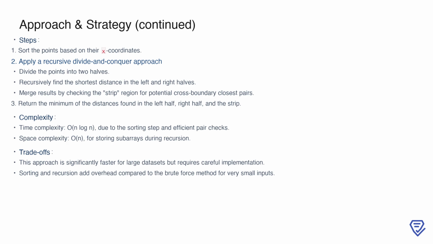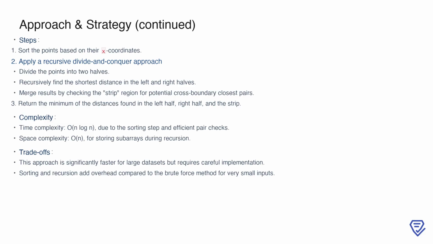To ensure efficiency, only points within the strip and whose y-coordinate differences are smaller than the current minimum distance are considered. This method successfully reduces the number of redundant comparisons. In terms of complexity, the sorting step takes n log n, and the recursive checks, combined with the strip comparisons, maintain the overall time complexity at n log n.